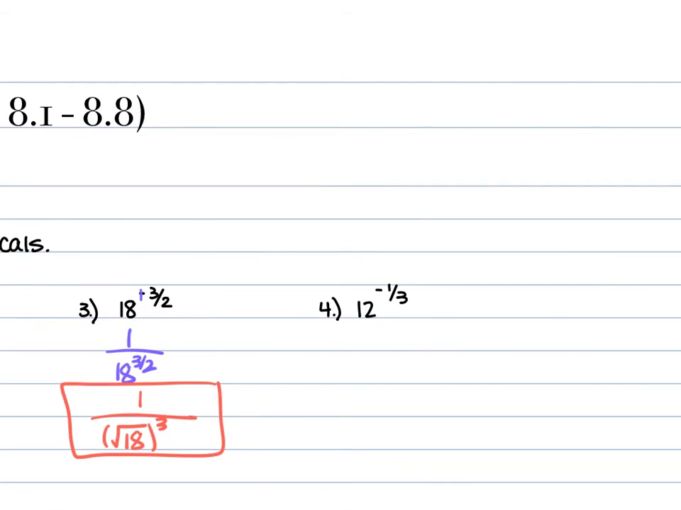For 4, 12 to the negative 1/3, turning that negative 1/3 to a positive 1/3 by taking 1 over 12 to the 1/3. And this is just 1 over the cube root of 12.